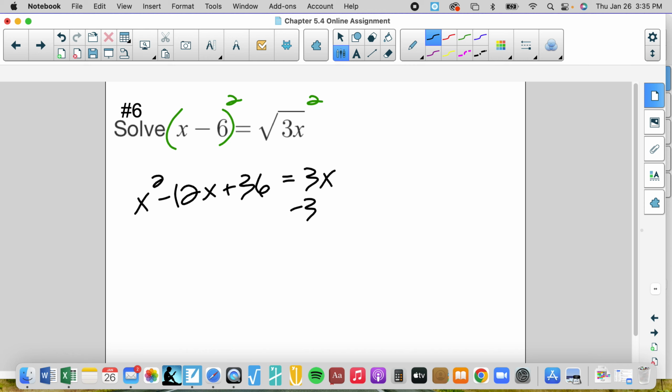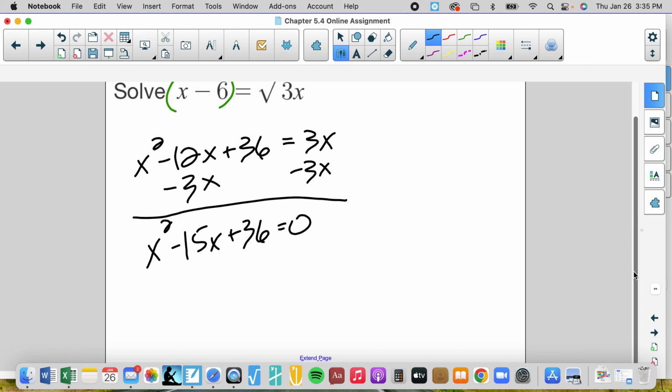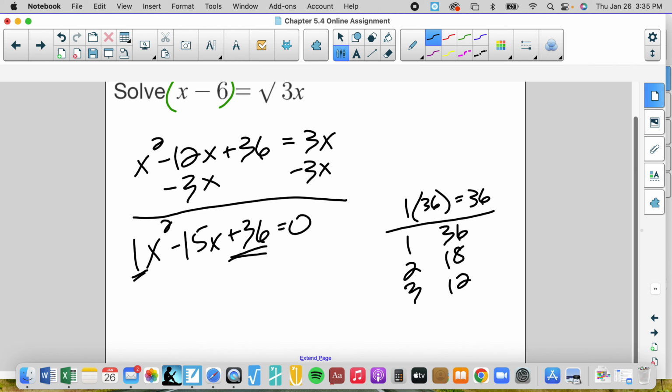We're going to move this over. We're going to subtract it, set it equal to 0. You get x squared minus 15x plus 36 equals 0. We're going to do a times c. A, this is my a value, is 1. C is 36. 1 times 36 equals 36. Factors of 36: 1 and 36, 2 and 18, 3 and 12, 4 and 9, 6 and 6. The signs are going to be the same.